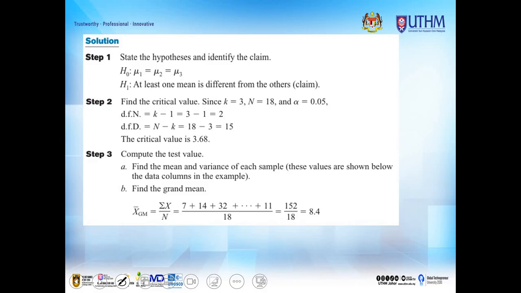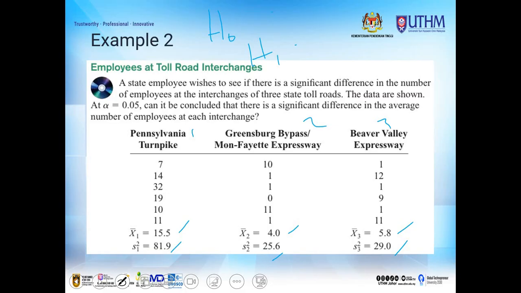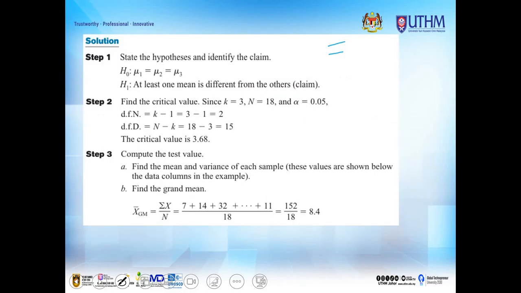So let's come up with the hypotheses. The first hypothesis is H0: mu1 equal to mu2 equal to mu3, because there is no equal sign in the paragraph, okay, is there any significant difference between the average number of employees? So we don't have any equal sign over here, so the claim automatically goes to H1, the alternative hypothesis. So at least one mean is different from the others, so this will be your claim. You want to justify whether one group mean is different from the other means.